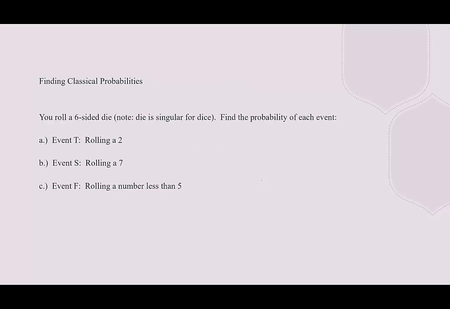All right, so let's use these theoretical probabilities. We have a 6-sided die, and again, I mentioned this in the last video, but die is singular for dice.